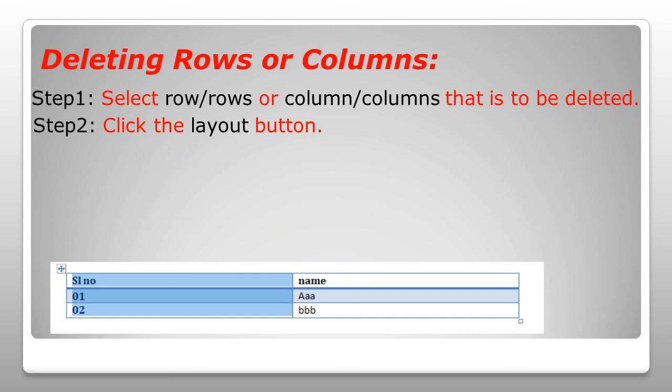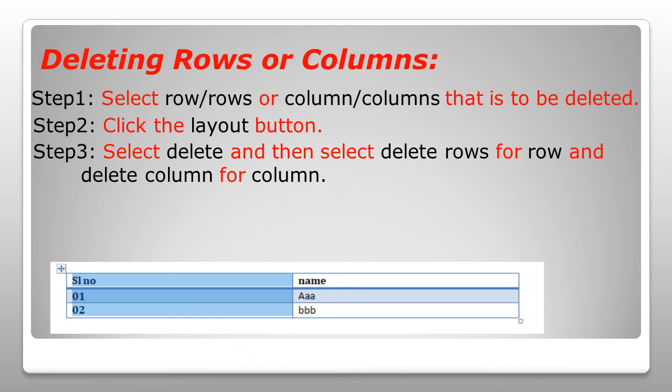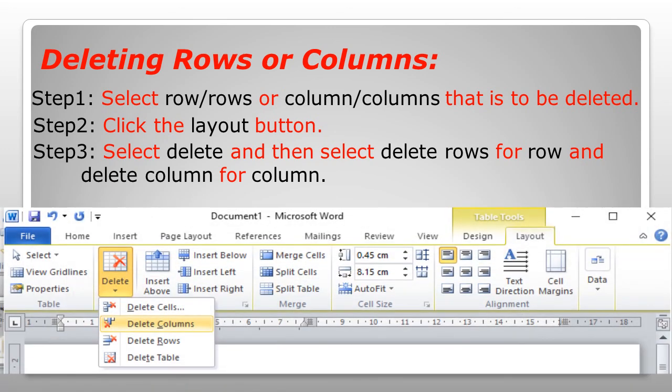Step 2. Click the layout button. Where will the layout button be? The layout button will be present in the table tools. Step 3. Select delete and then select delete rows for rows and delete columns for columns. Look at this picture, you will get to know. You have to click on layout, then click the delete button. In that, if you are going to delete rows, you have to select delete rows, or else if you are going to delete columns, you have to select the column option. Then the selected row or selected column will be deleted based on your choice.